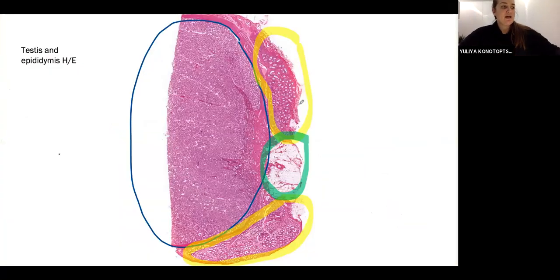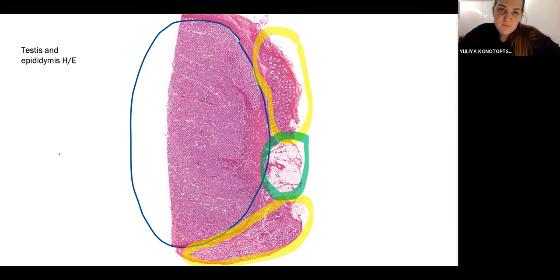So let's begin our slide here. Very important to remember that my slide here is upside down. It was my fault, but yes, it's upside down. You will see the blue line here, this is the testis. This is the testicle itself. You can see inside the structure, where many seminiferous tubules are present.